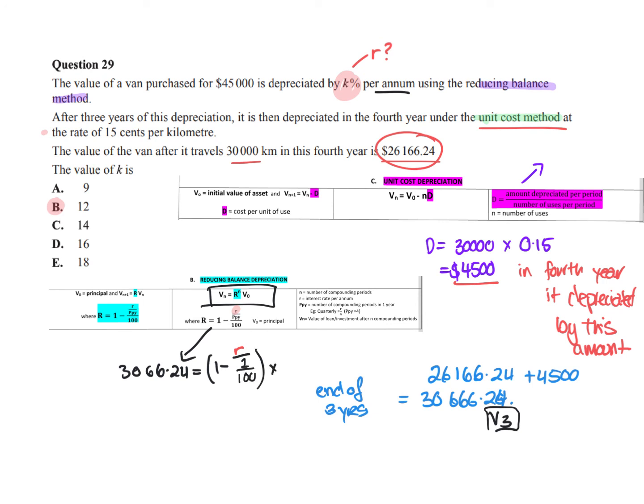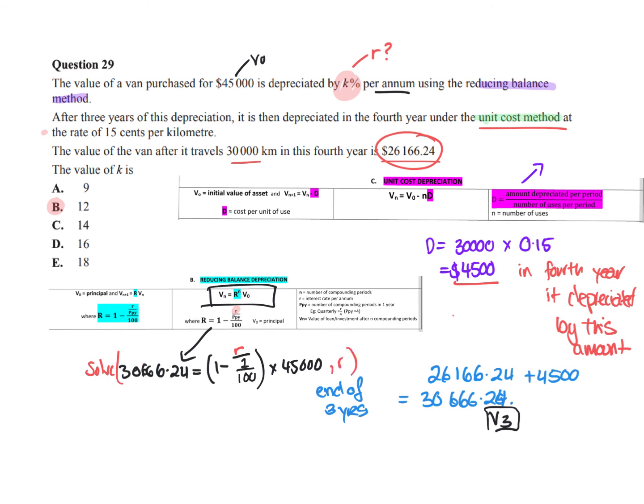Now, do we know what the VO was? What was it originally purchased for? Here, 45,000. Now, see how the only thing I don't know is the R. So you can pop that into your calculator using solve.